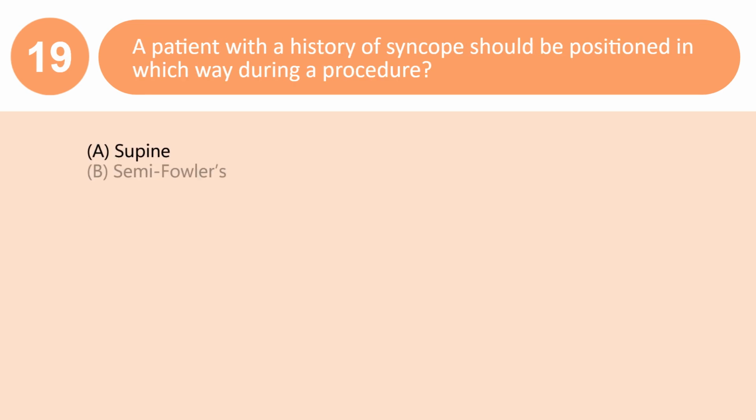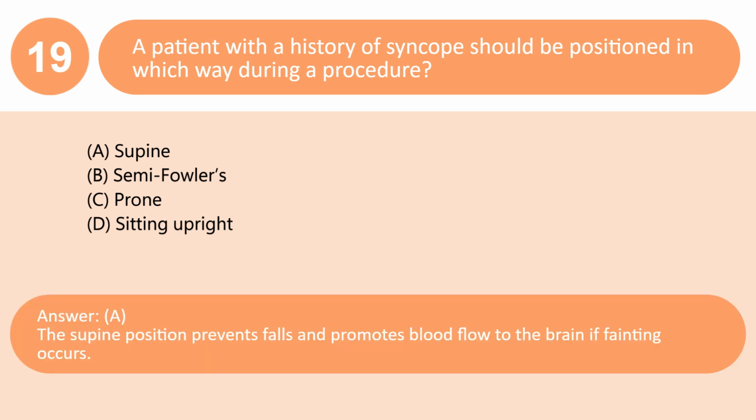A patient with a history of syncope should be positioned in which way during a procedure? A. Supine. B. Semi-Fowler's. C. Prone. D. Sitting upright. Answer: A. The supine position prevents falls and promotes blood flow to the brain if fainting occurs.